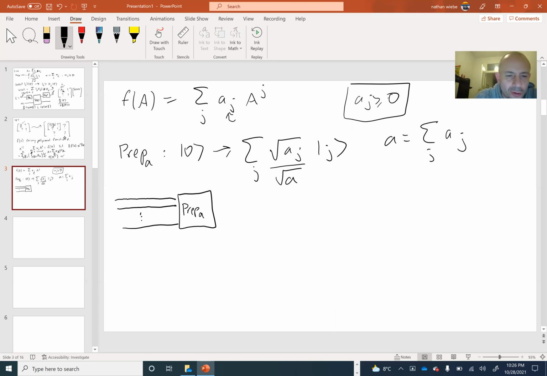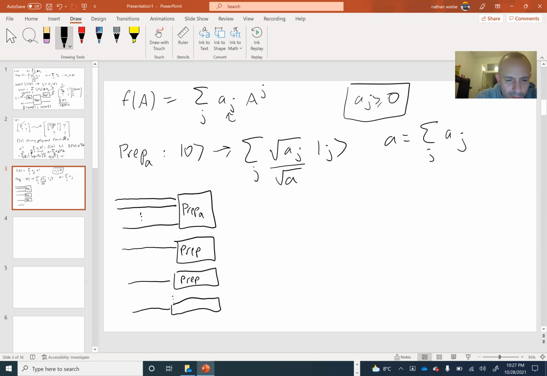We're going to create a series of registers off to the side, and each of these registers is going to have an ordinary prepare circuit. And each of these is storing the coefficients that we have. Now, the target state that we want to evolve is going in here. Everything else is 0 over here.